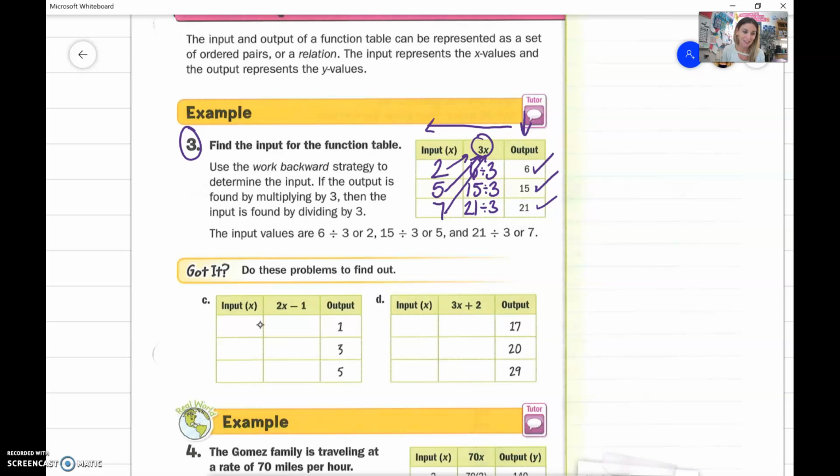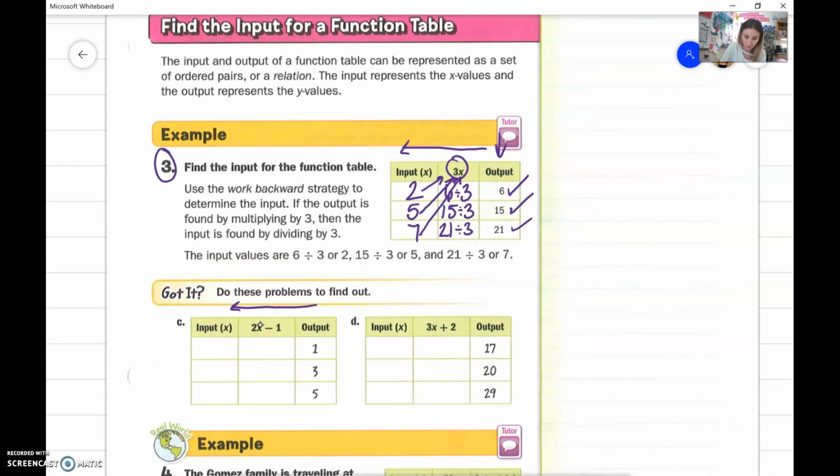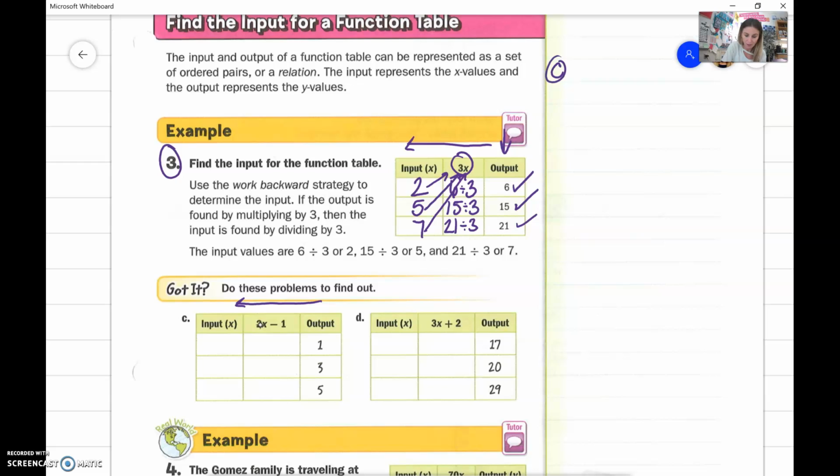Now, take a look. This is awesome because this is a two-stepper. Notice that we have 2x minus 1, and we're working backwards. Don't let it freak you out that we're minusing 1 here, that we're adding 2 steps. We're still going to do the opposite. So think of the opposite. If I do C, I'm going to write 2x minus 1 equals 1.